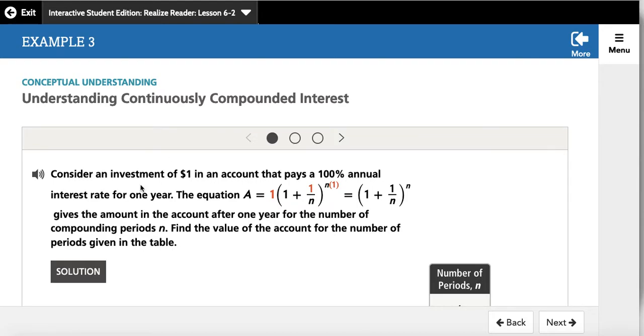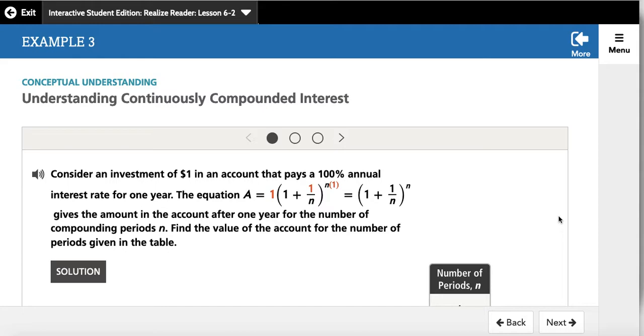Consider an investment of $1 in an account that pays 100% annual interest rate, which is way more than you would ever get. But anyways, pretending it makes the numbers come out easier. The equation would be A equals 1 for the initial dollar, times, in parentheses, 1 plus 1 over n. N is the number of times that you're going to compound it to find the interest, raised to the n times 1. This is very similar to the previous example.